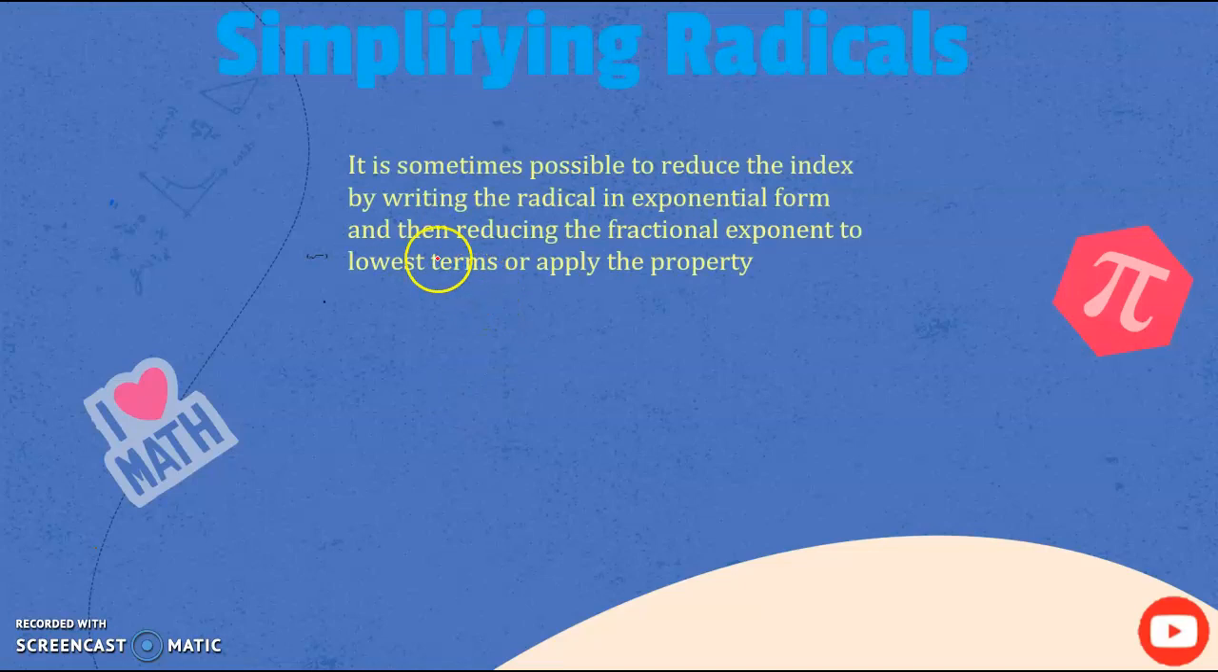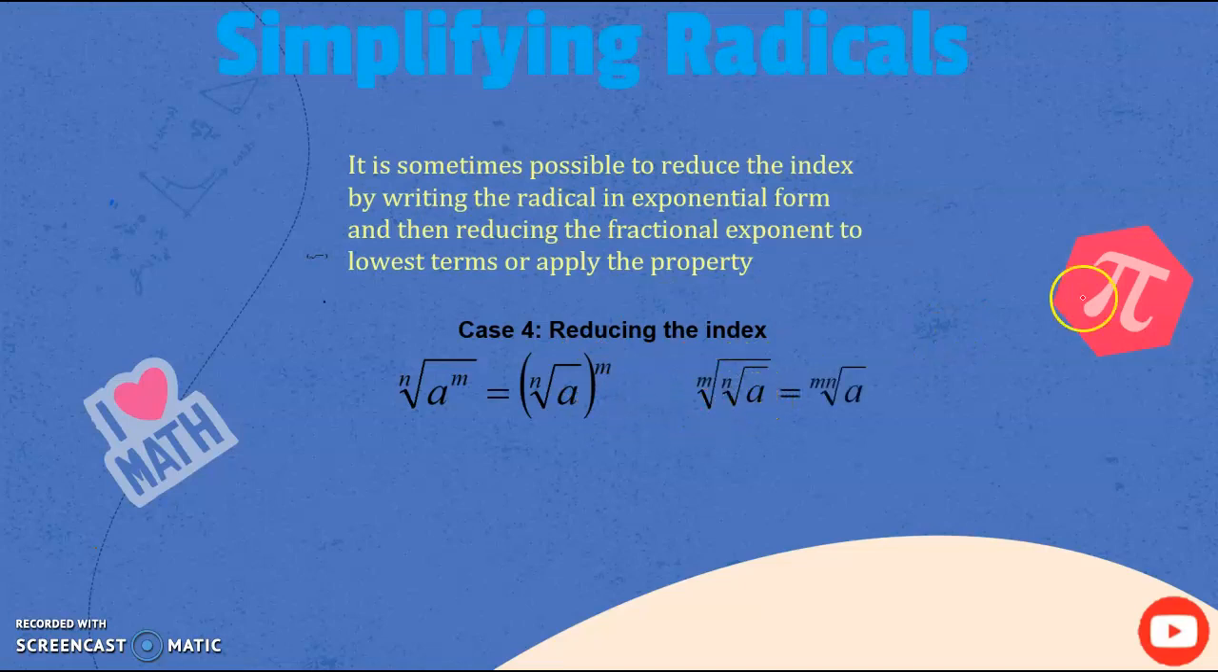When we simplify radicals, it is sometimes possible to reduce the index by writing the radical in exponential form and then reducing the fractional exponent to lowest term, or apply the property: nth root of a to the power of m equals nth root of a raised to m, which is also the same with this one.